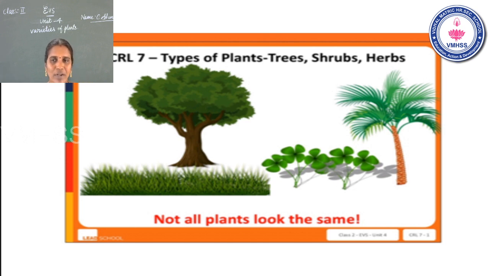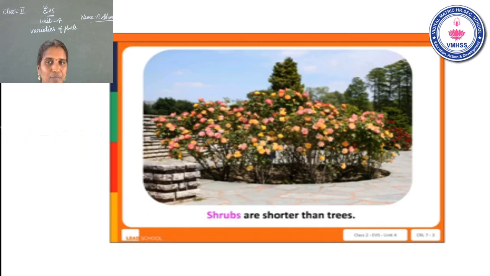And then next one, now look at the slide. Not all plants look the same. They are different from each other. Next one, what do you see in this picture? Very good. Very nice. Rose plant. Okay, rose plant is one kind of shrub. They are shorter. Rose plants are shorter than trees. Okay children, let us see the next one.